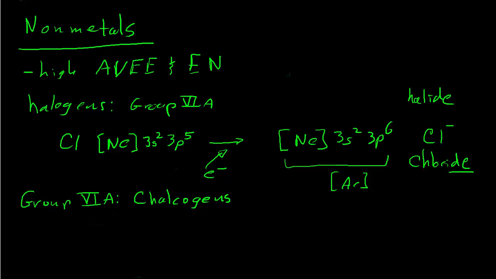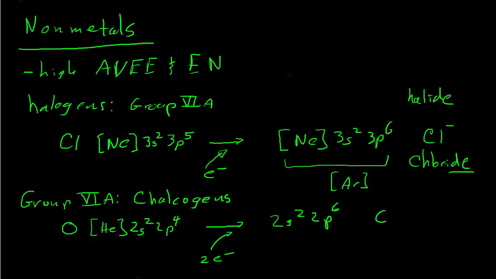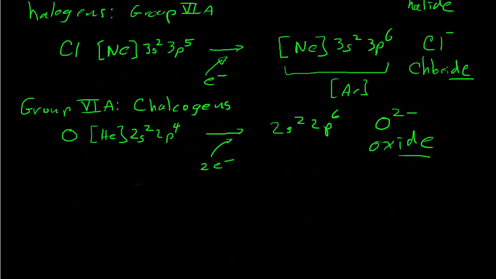This group includes oxygen and sulfur. Oxygen has an electron configuration helium 2s2 2p4. We see that we can complete the valence shell on oxygen if it picks up 2 electrons. So an oxygen atom will typically pick up 2 electrons to get the electron configuration 2s2 2p6. That's going to make O2-, which we call oxide. Again, the -ide ending since we've got an anion.